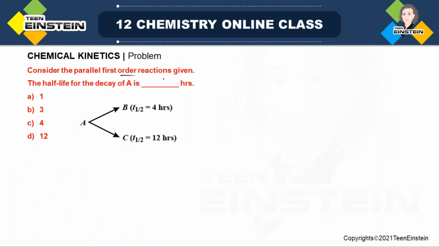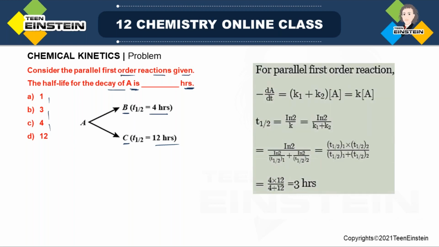Consider the parallel first order reactions given here. From A we are getting B, with the corresponding T half mentioned here. From A we are getting C, with the corresponding T half mentioned. Now what we have to find out is the half-life for the decay of A, that is the overall half-life, in hours. So this is the unit, and any of these values could be correct.